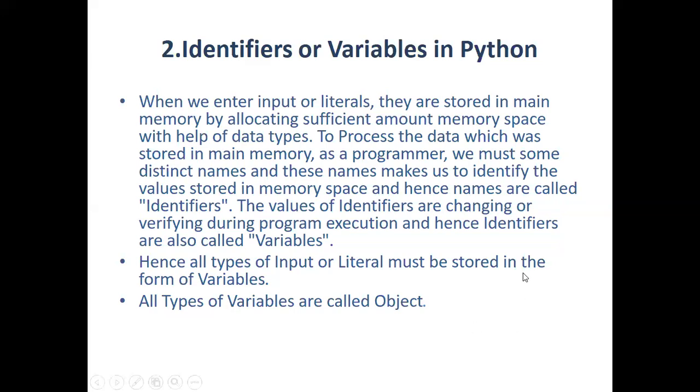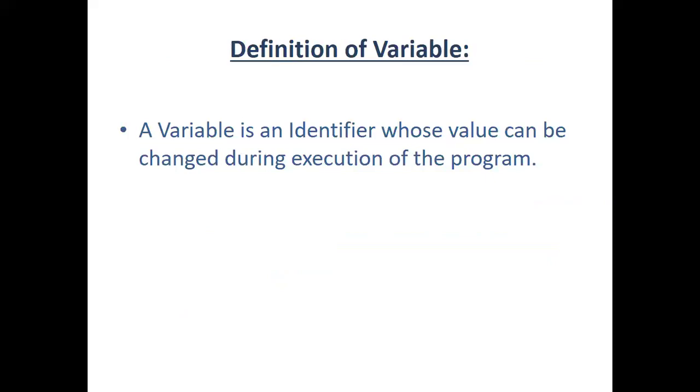Now, the value of identifiers can be changed during program execution. So these identifiers are also called variables. So all types of input or literals must be stored in the form of variables, and all types of variables are called objects. As I've told you, everything is saved in the form of objects in Python. Now, what is a variable? A variable is an identifier whose value can be changed during the execution of the program.